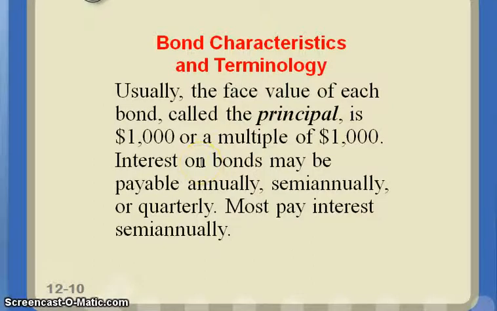But usually there's an interest rate stated on there, and it also states in the bond indenture agreement how often you're going to be paying out that interest. Are the bondholders going to get interest paid annually, semi-annually, quarterly, and so on?